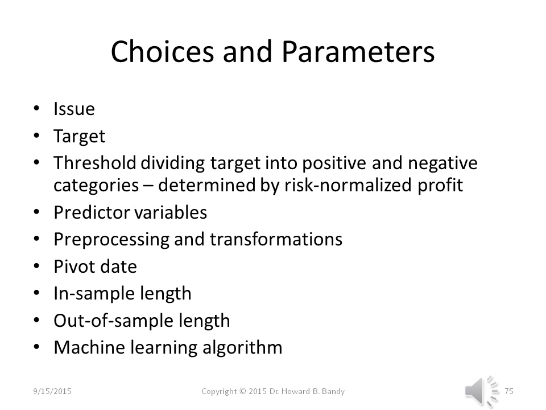You will need to make many choices, and you'll either make the choices or discover the choice from analyzing the data. One is the issue to trade, the second is the target. And one of the first issues you'll come up with is the threshold dividing the target into positive and negative categories. And you won't be able to do this other than looking at the risk normalized profit associated with the results. So there will be an iterative process.